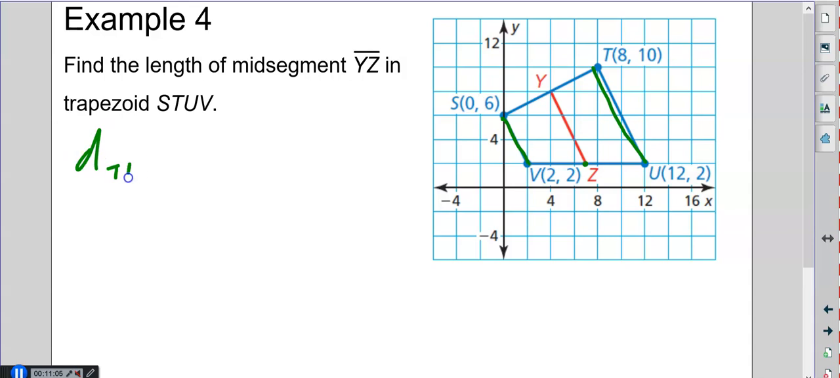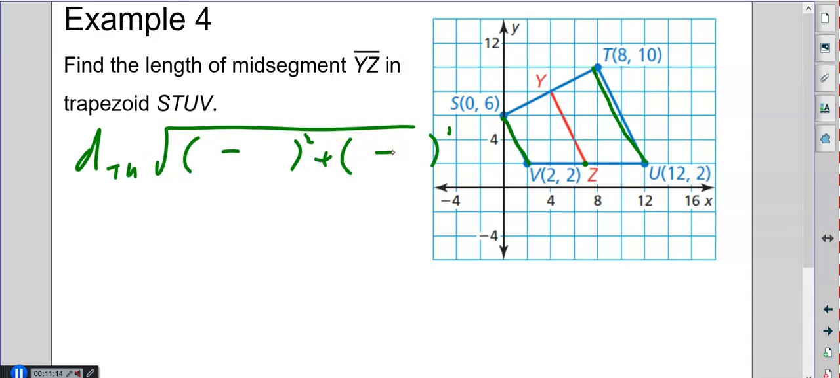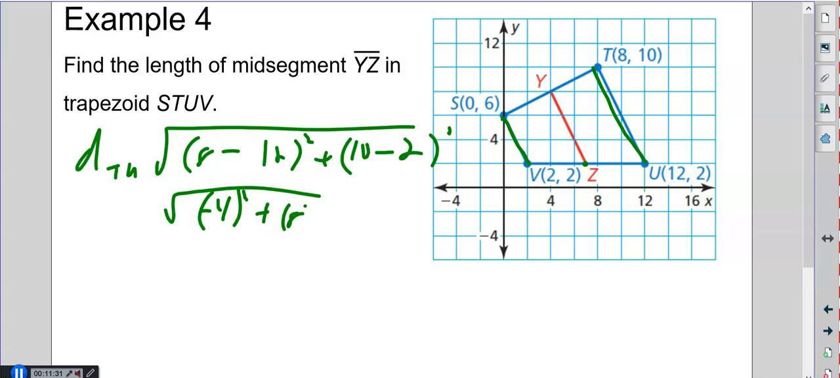We're going to do the distance of TU, which quite simply is 8 minus 12, x is first, and then 10 minus 2. It doesn't really matter, but that's how I did it. So 8 minus 12 is negative 4, but again, that square is going to come positive, plus 10 minus 2 is 8 squared. So that's going to be the square root of 16 plus 64, which is the square root of 80.